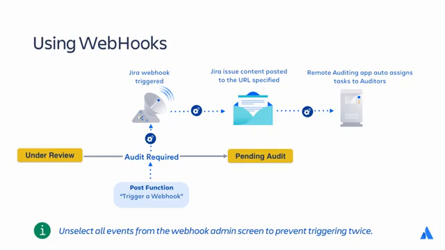In a workflow transition, you can add a post function called Trigger a Webhook. In the example pictured here, when an audit is required, a webhook is triggered to automatically assign tasks to auditors in a remote auditing application. If the webhook you choose is also configured to listen to events, then the webhook will be triggered twice, once for the event and once for the workflow transition. For this reason, you should always unselect all events from the webhook admin screen.